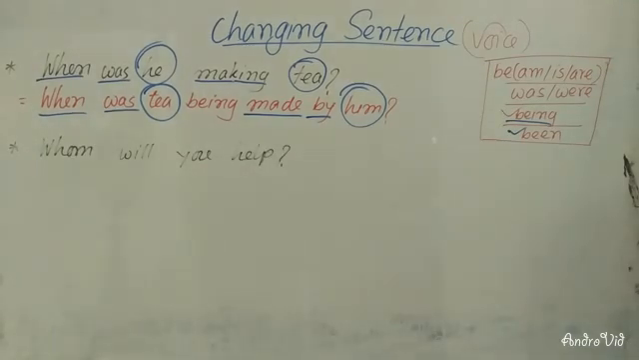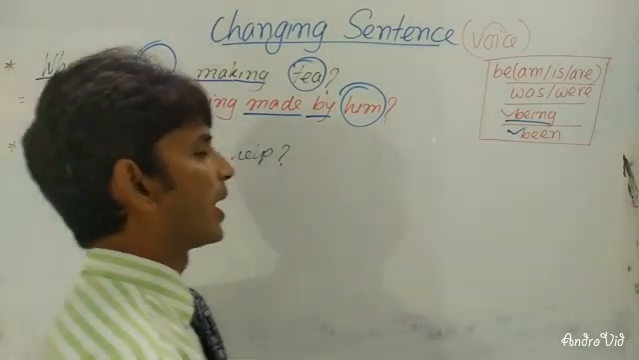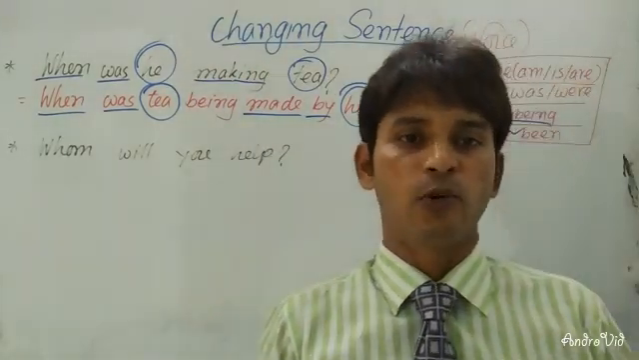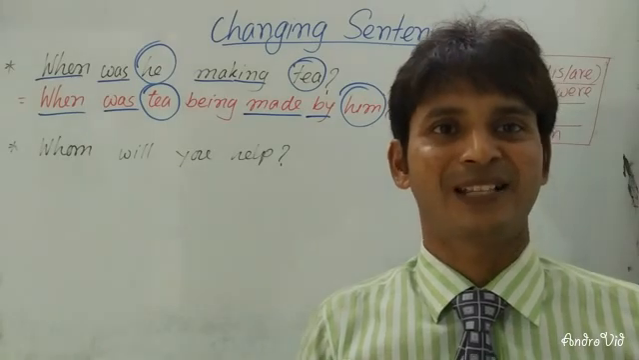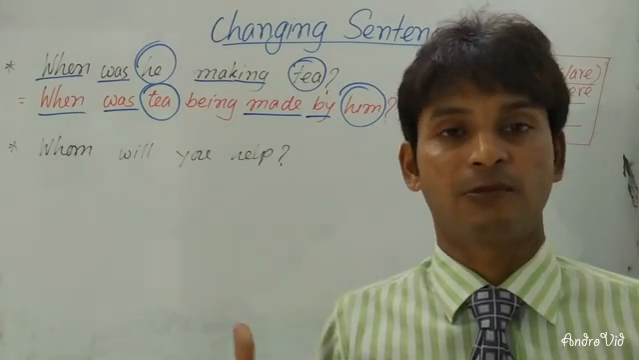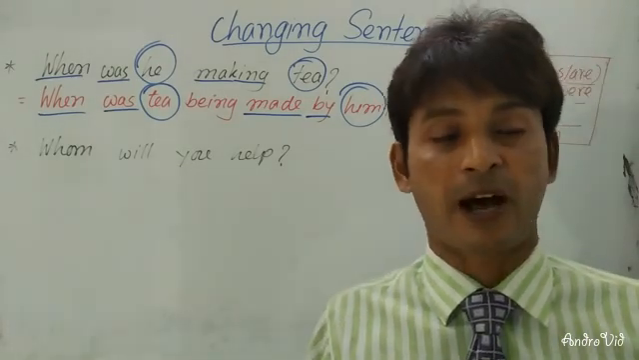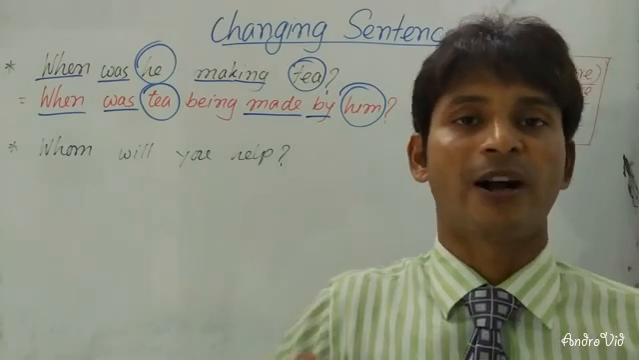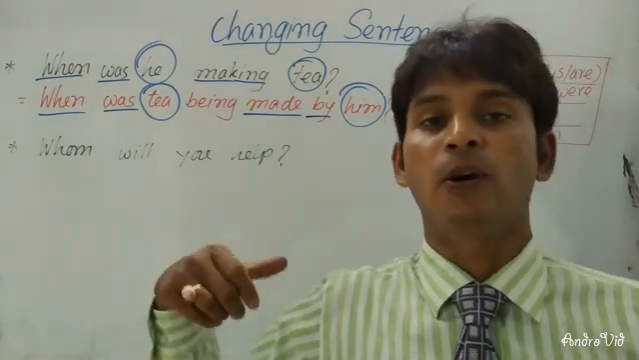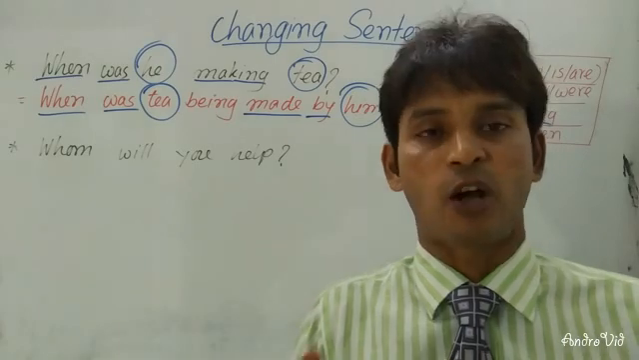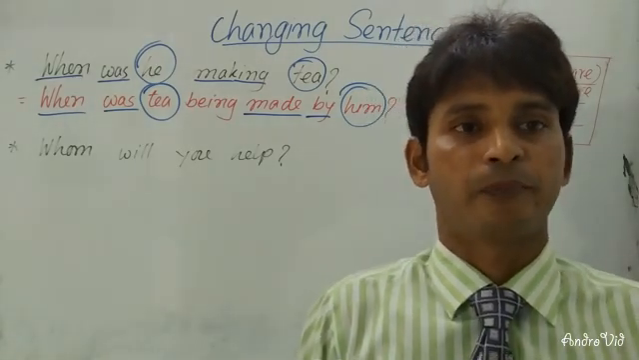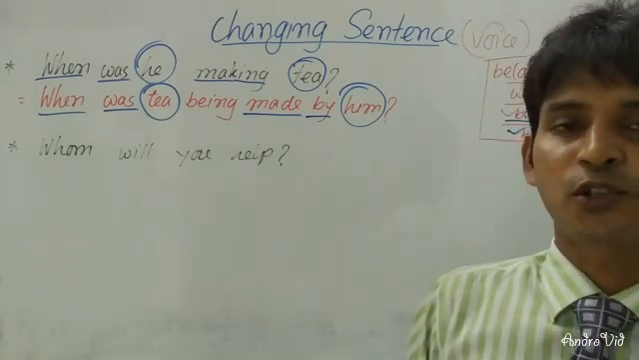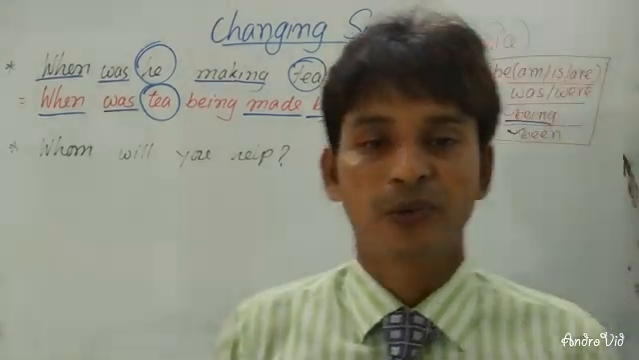Dear learners, you can see on the board: whom will you help? Whom will you help? So here, this is also a sentence. At first you will have to understand, or I need to identify, what is the subject and what is the object here. If you are able to identify the subject and object, it would be easy for you to make it passive mood.